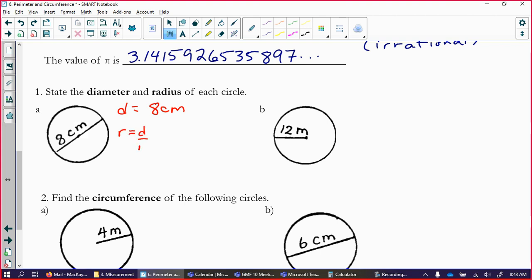The radius is half of the diameter. Do you have to write this down if you understand it? Not really, but I'm going to show you the whole thing. So the radius is the diameter divided by 2. 8 divided by 2 is 4 centimeters. So that's where we go with that one.